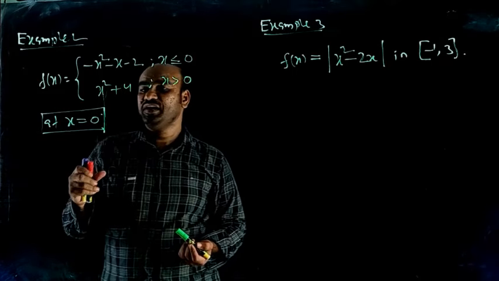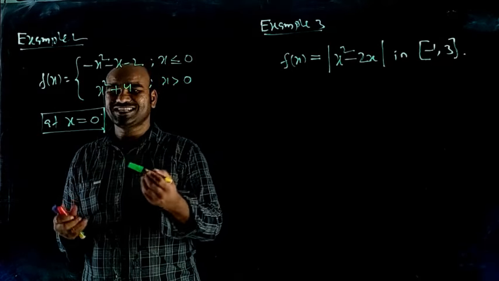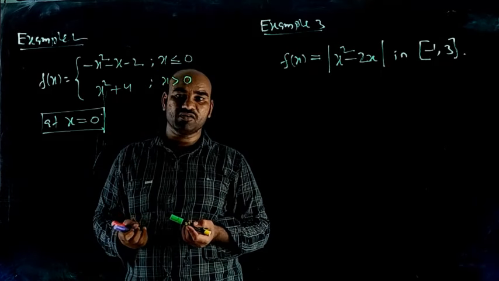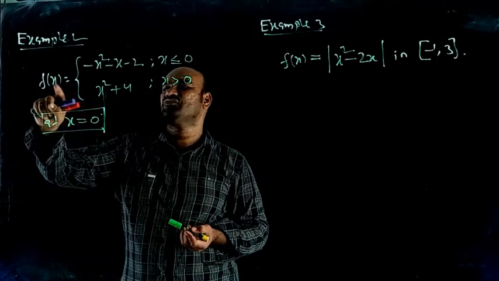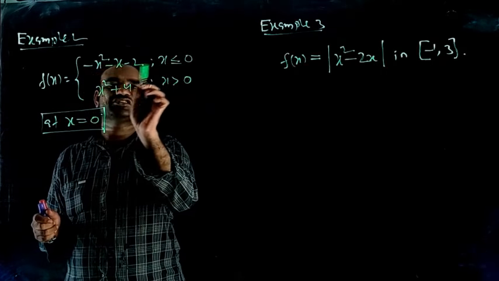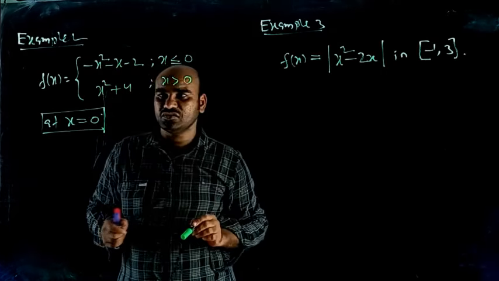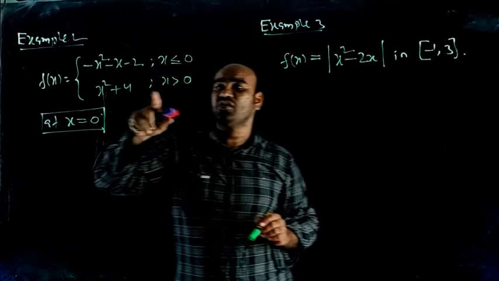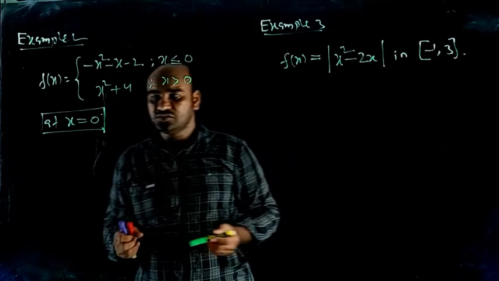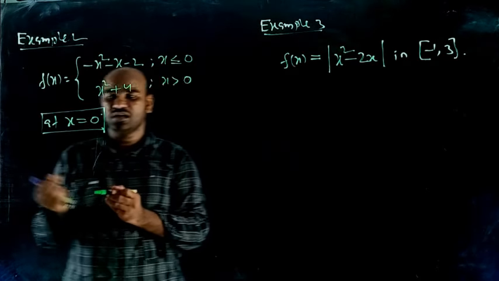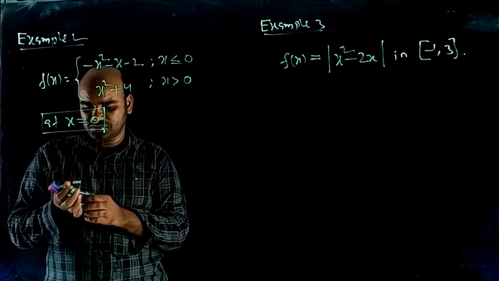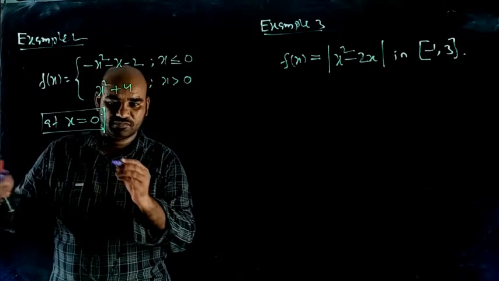Example 2. We want to check whether x equal to 0 gives local minima, local maxima, global minima or global maxima of this function. f of x equal to minus x square minus x minus 2 for x lesser than or equal to 0, and x square plus 4 for x greater than 0. Both are quadratic expressions, so it is simple. We can draw the graphs of both the quadratic expressions, then we will get the conclusions. Observe here.